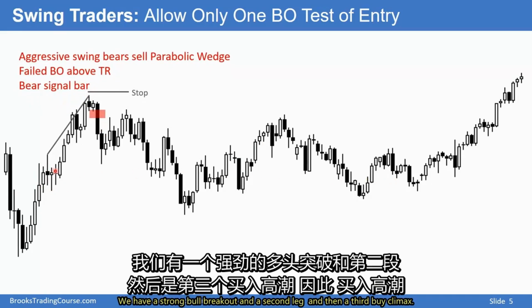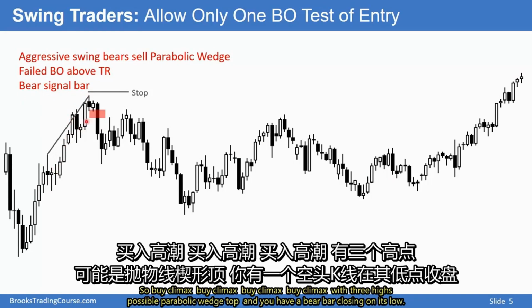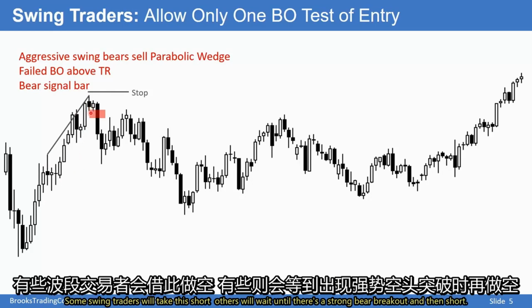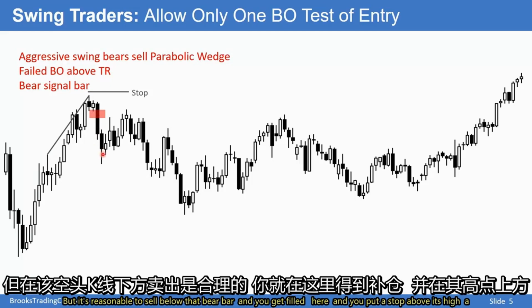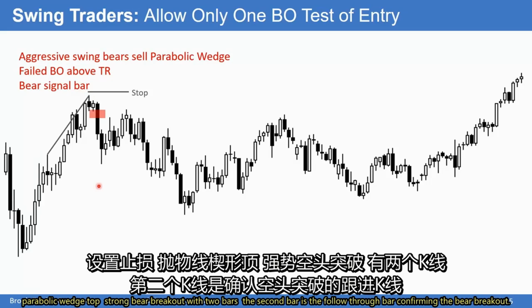We have a strong bull breakout and then a second leg and then a third buy climax. So buy climax, buy climax, buy climax, with 3 highs, possible parabolic wedge top, and you have a bear bar closing on its low. Some swing traders will take this short, others will wait until there's a strong bear breakout and then short. But it's reasonable to sell below that bear bar and you get filled right here and you put a stop above its high. A parabolic wedge top.